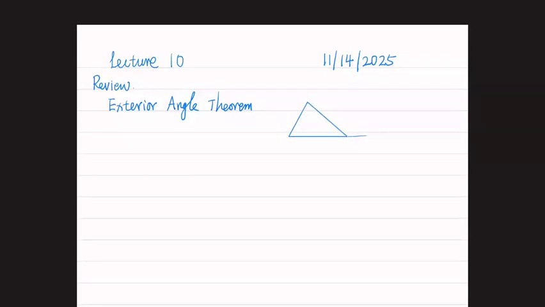Okay, so we will start with a review of what we had a few lectures ago. First, let's recall the exterior angle theorem. We have a triangle.